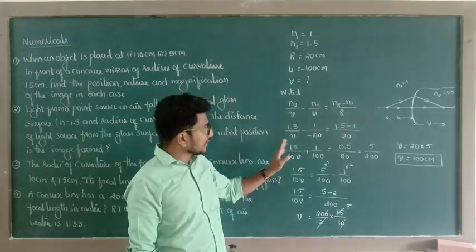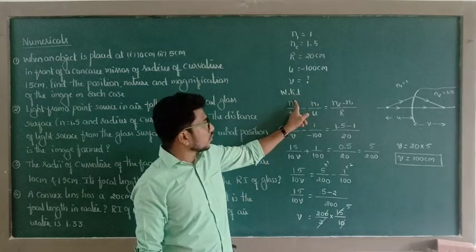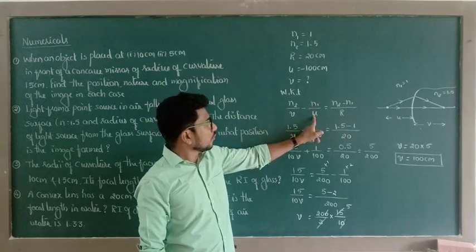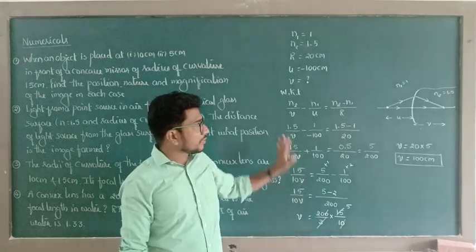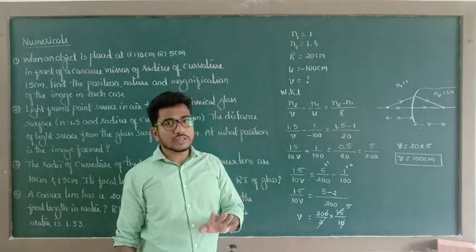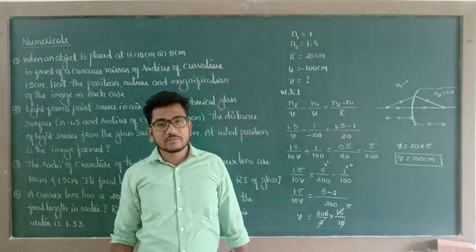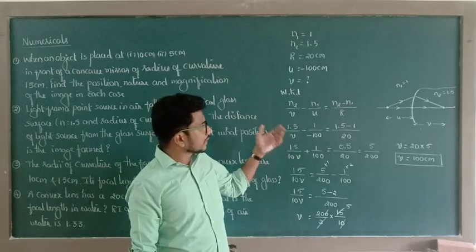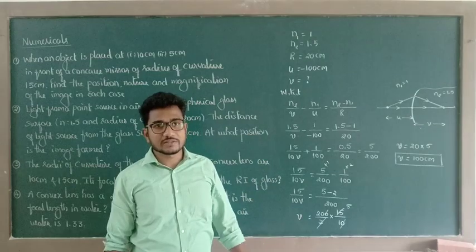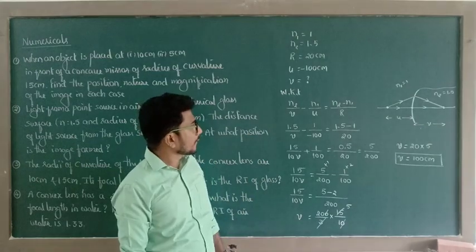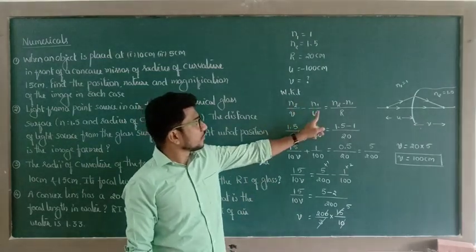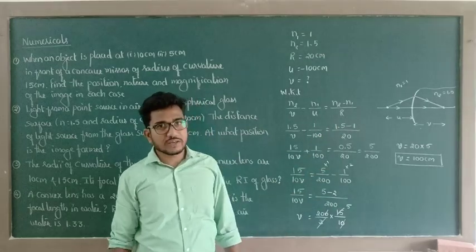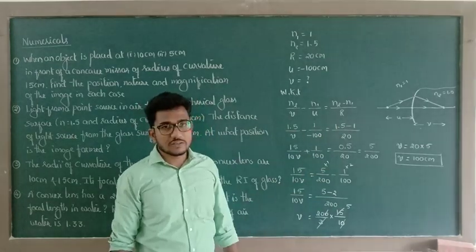Totally this equation contains 1, 2, 3, 4, 5 quantities. Among the 5 quantities, 4 are known quantities. Then easily we can calculate the fifth one. So like this we can solve 5 different types of numericals by using this formula.